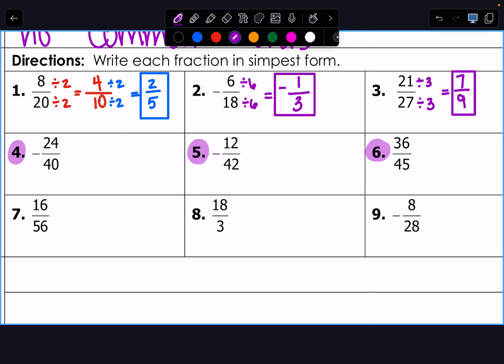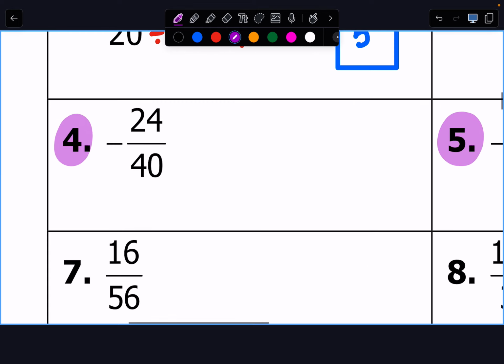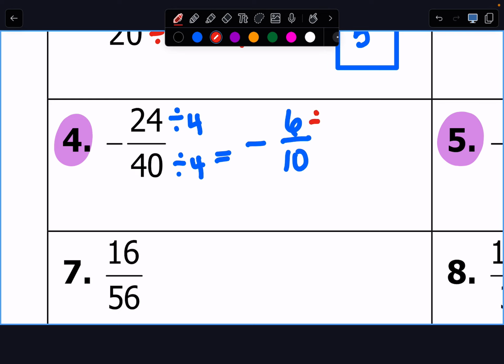All right, let's look at number 4. Temperance, what number did you divide out in number 4? Okay, so if we divide by 4, we would get 6 over 10. Is that reduced? No, these are still even numbers, so we would have to divide by 2 to get -3 over 5 should be our answer there.